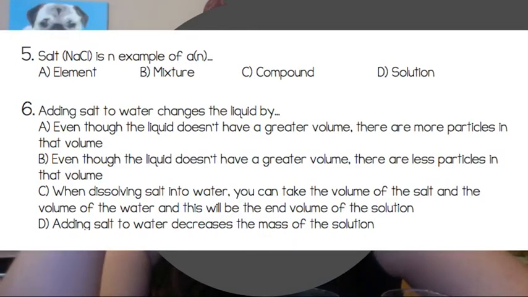Number 6, adding salt to the water changes the liquid by A, even though the liquid doesn't have greater volume, there are more particles in that volume. B, even though the liquid doesn't have a greater volume, there are less particles in that volume. C, when dissolving salt into water, you can take that volume of salt and the volume of water, and this will be the end volume of the solution. Or D, adding salt to the water decreases the mass of the solution.